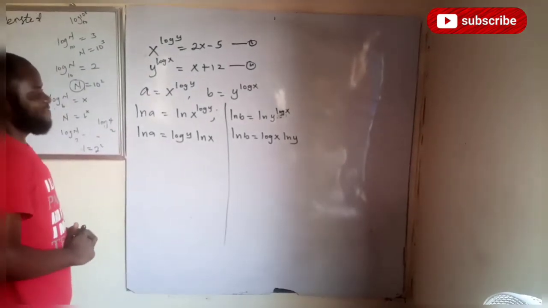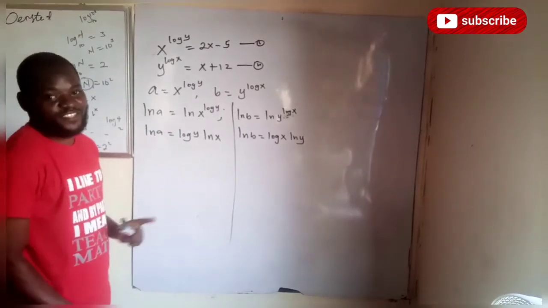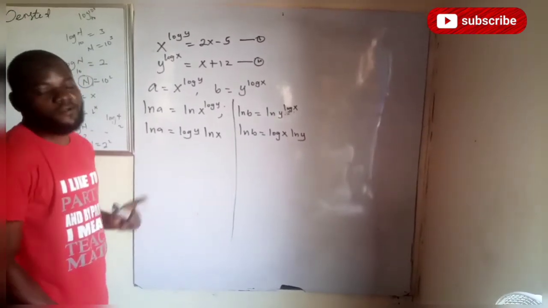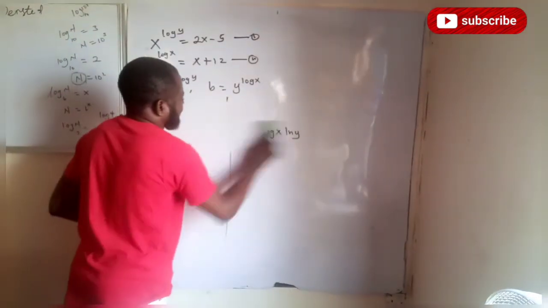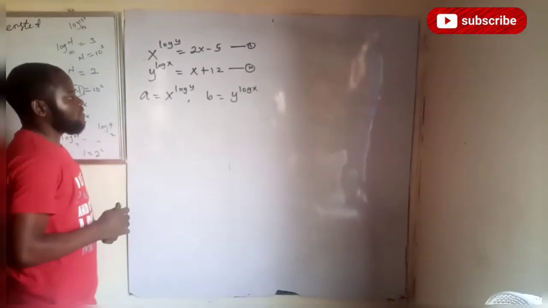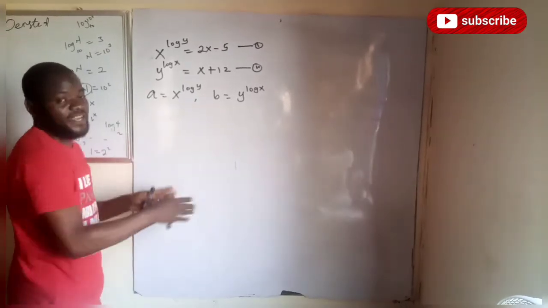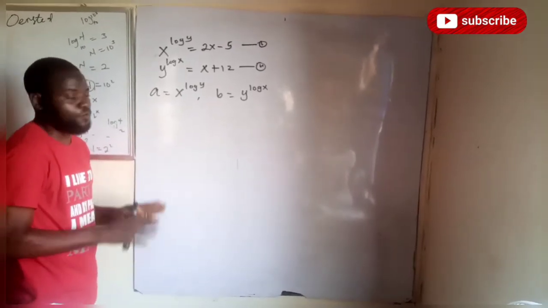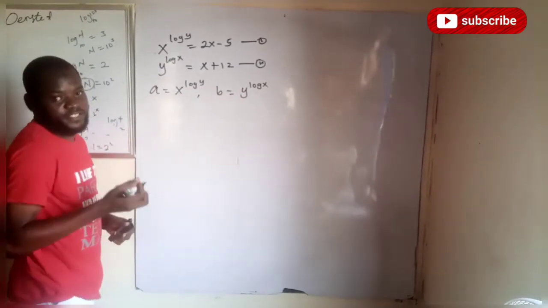Let me do something. I think I'm going to contradict myself if I go this way. So let me take the log of both sides to base 10 to play safe. Because if I go the way I wanted to go, I will have to prove something else. Although you would still get the right answer, to avoid a long story, let's come back to this and take the log of both sides to base 10.